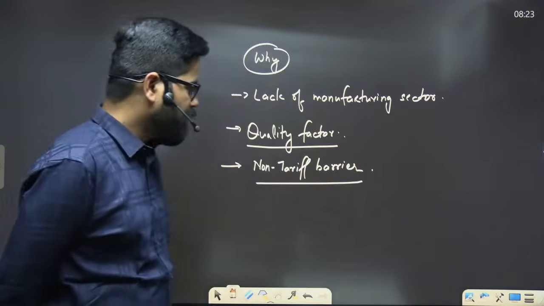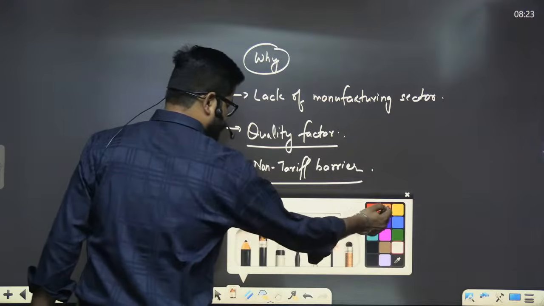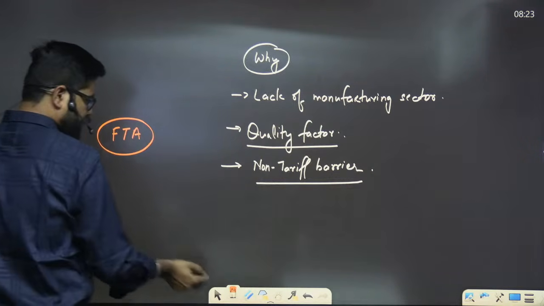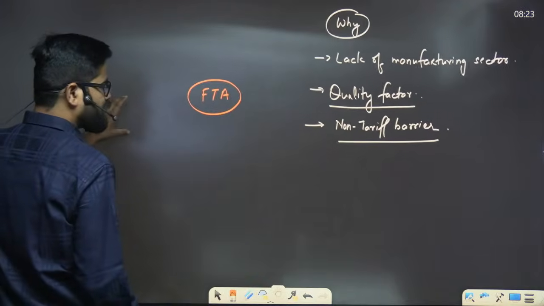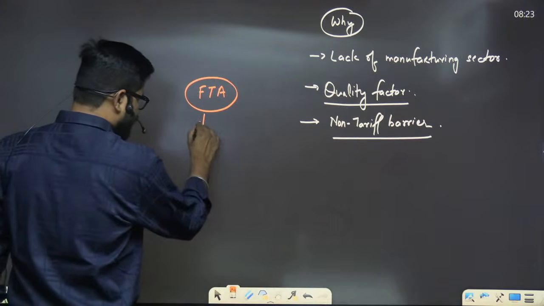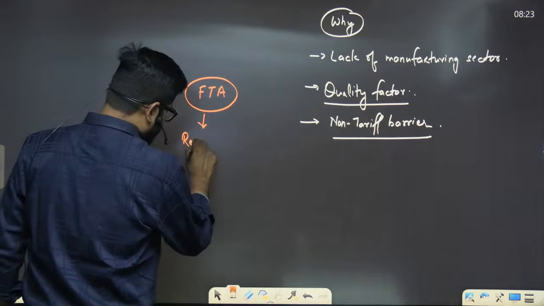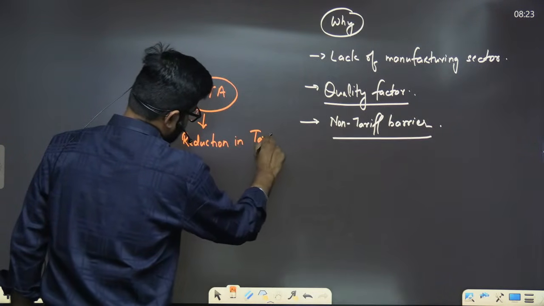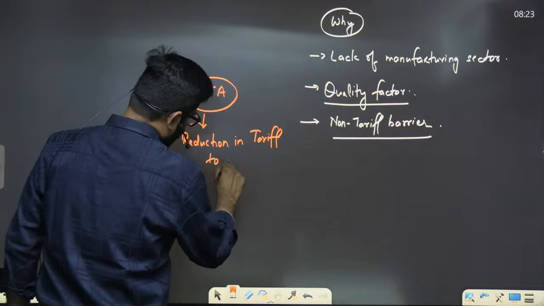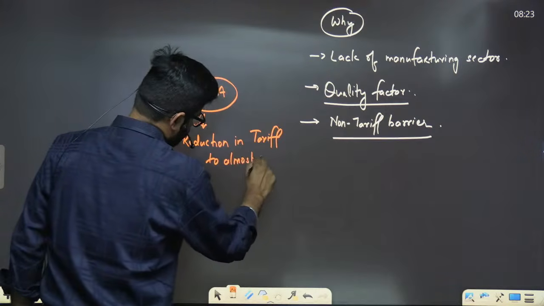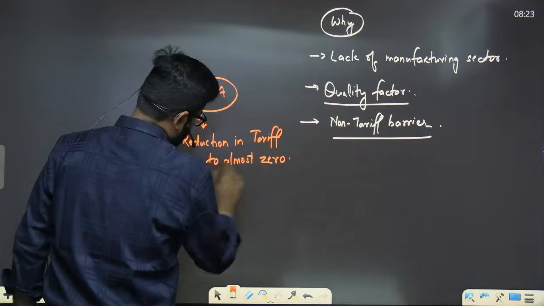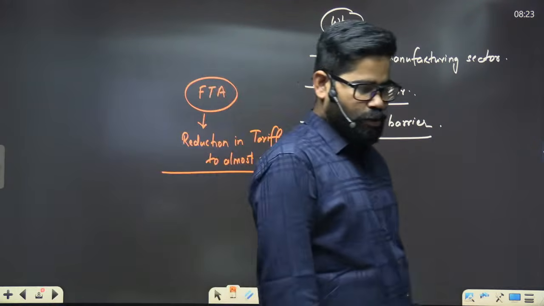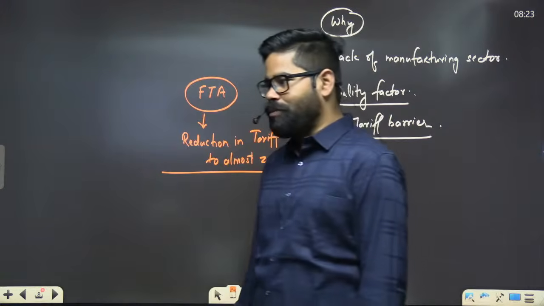But see, if we are talking about FTA, free trade agreement, okay. Now when we talk about this FTA, we see that this is something which leads to reduction in tariff, to almost zero. So here we see that there is a reduction in tariff almost to zero.